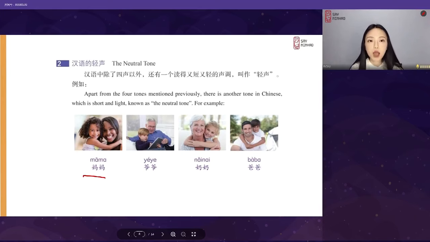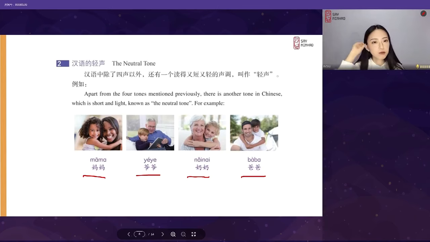And let's see these four examples. First one is mom, mother in Chinese, which is mama. First, listen to me reading them, okay? Mama. Next one is grandpa, which is yeye. Next one is grandmother, nainai. Last one is father, baba.